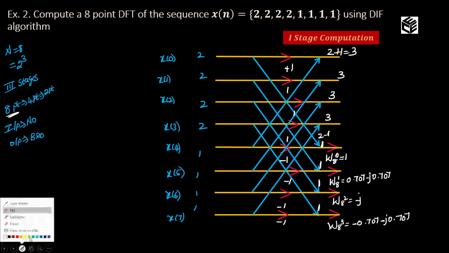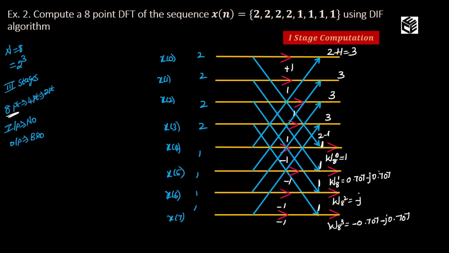Now I need to multiply the output of the stage with the twiddle factor values. So this value is 3, 3, 3, 3. 1 into 1 is 1. 1 into W8 bar 1, okay, so the value is 0.707 minus J 0.707. Similarly, -1 into W8, here the value is 1, correct? So 1 into W8 bar 2 is minus J. And here it is 1 into W8 bar 3, so this value is minus 0.707 minus J 0.707.